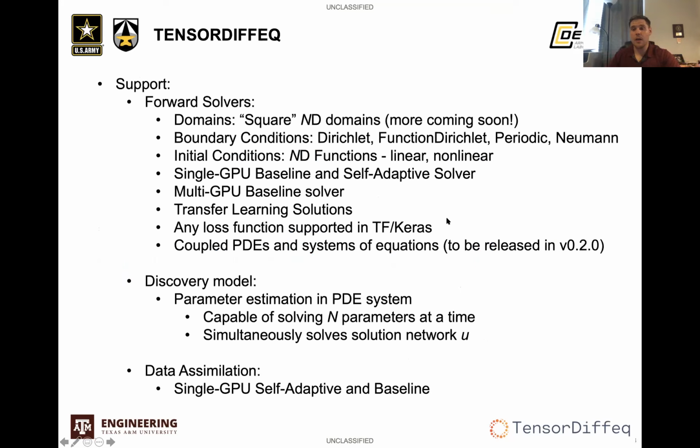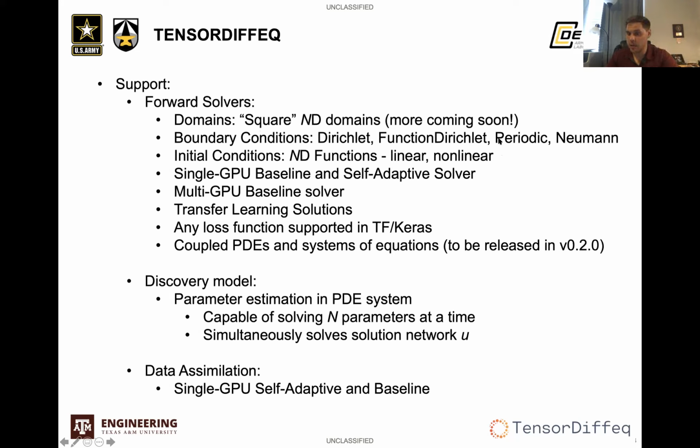So currently, some of the supported stuff we just got into a little bit. We can solve, I say square, but if you were to define, like we talked about earlier, polar coordinates or something to that effect, you could absolutely do that. And we can talk about that offline. Boundary conditions, we mentioned Dirichlet, we mentioned Neumann. You can define a Dirichlet condition as a function of X, or a function of, I guess, T in this case.